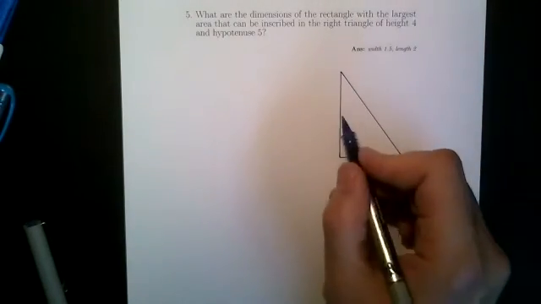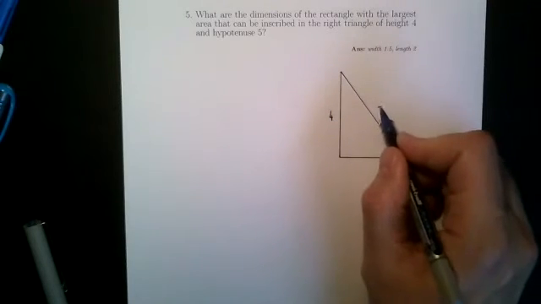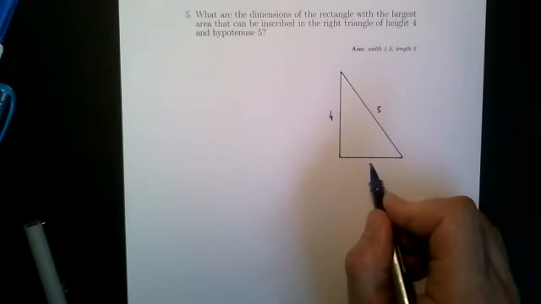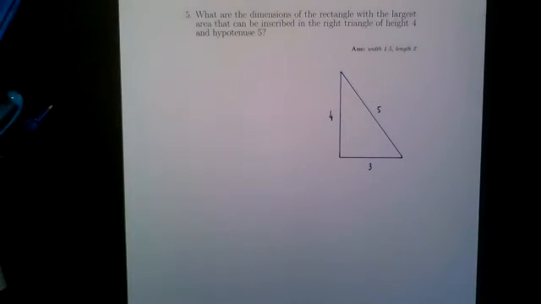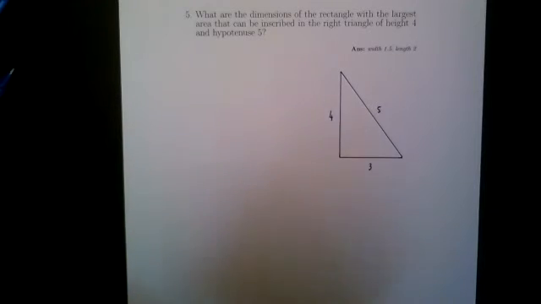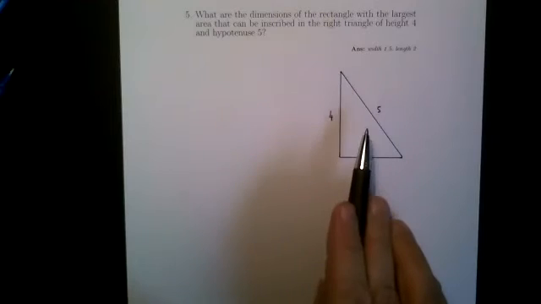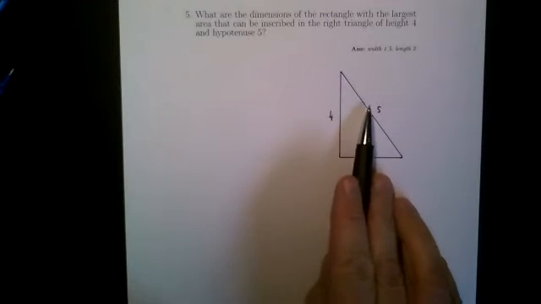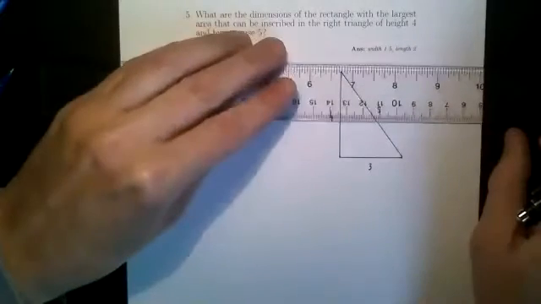So what's given to me? The height is 4. The hypotenuse is 5. So obviously this side is 3. What are we looking for here? I'm looking for the biggest rectangle that I could inscribe inside. So basically I should go like this.